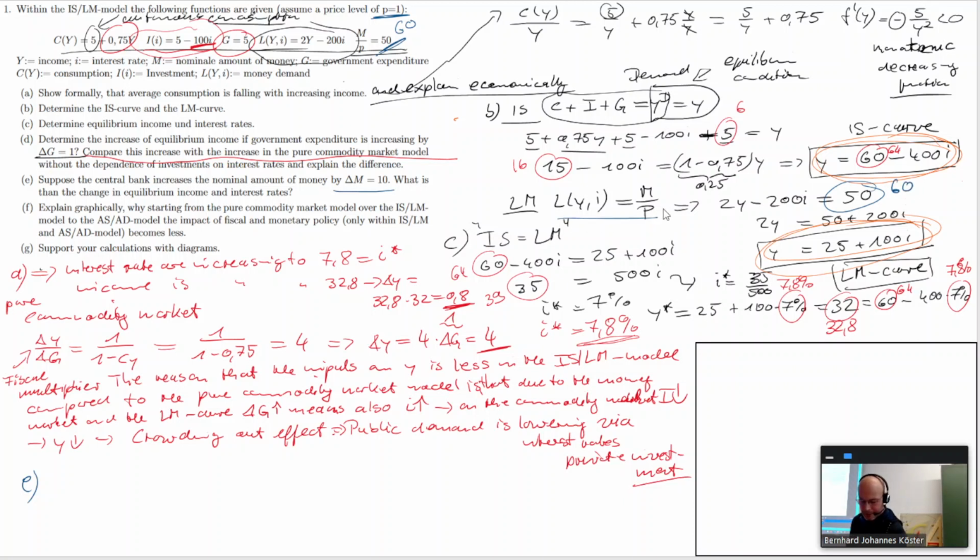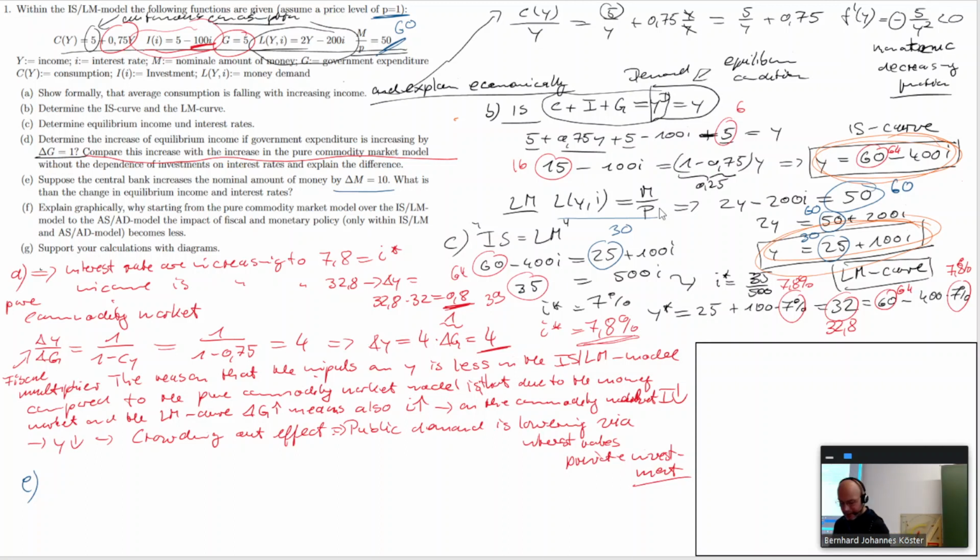So here is the money market equilibrium. Money supply is now increased from 50 to 60. If this happens, then this is a 60. 60 divided by 2 is 30. So this is a 30.